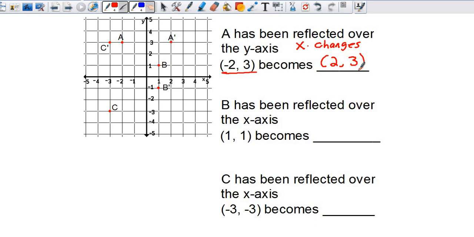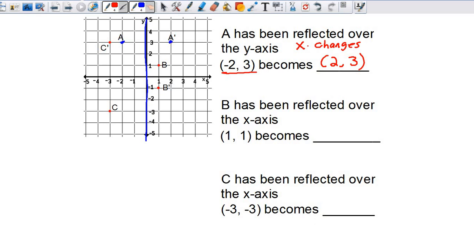You can look at it at the image above here. So A is here. If we reflect across this y-axis line right here, then it becomes over here. The only thing that's changed is that negative 2 became positive 2, all right? Do the same thing here with B.